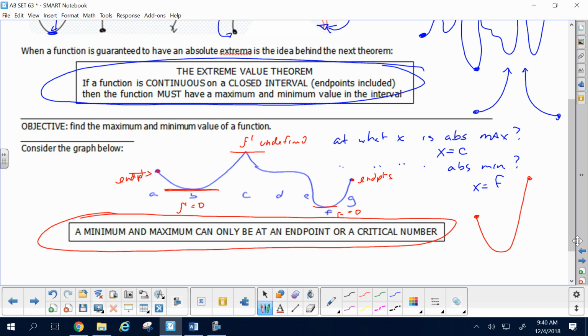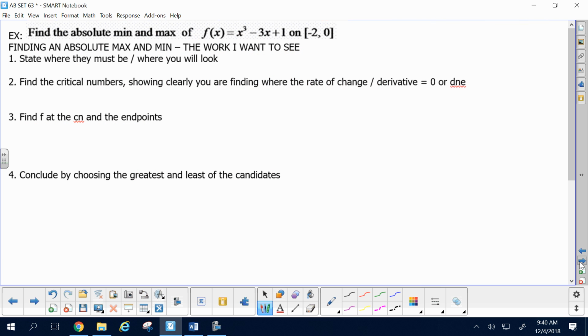You know, there's nothing special about this point. It cannot be an absolute min or max. It's got nothing going for it. So to win the contest of the absolute min or max, it's got to start with being a candidate, either a critical number or an endpoint. That then leads you to the main type of problem.